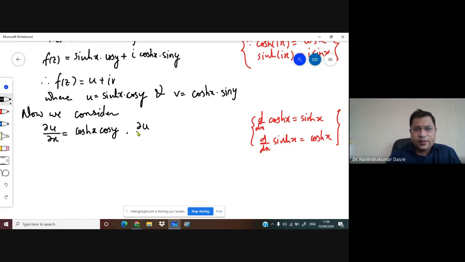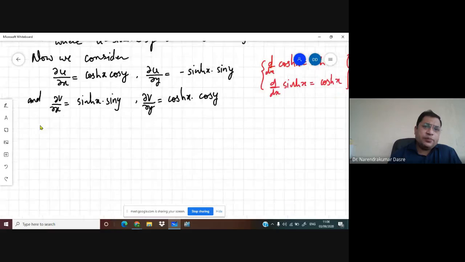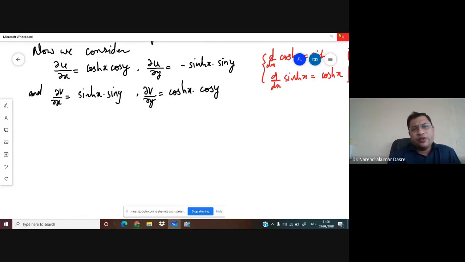Then I'll be having del u by del y. Here this sine hyperbolic x remains as it is. The derivative of cos y is minus sine y. And now the derivative of v. So del v by del x is equal to sine hyperbolic x into sine y, and del v by del y is cos hyperbolic x into cos y. And now you can see what we have here.